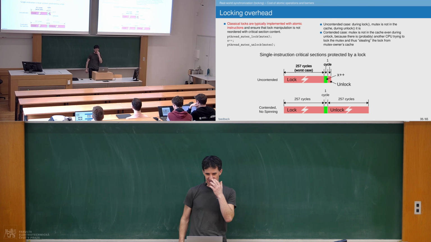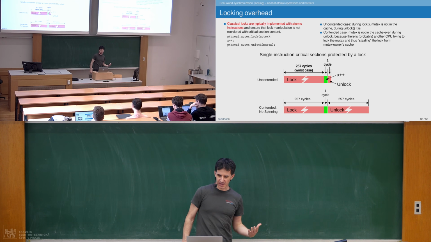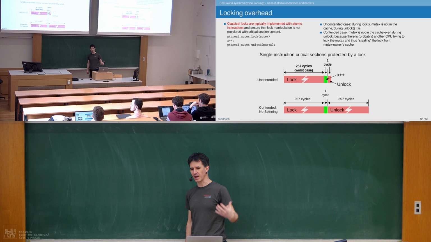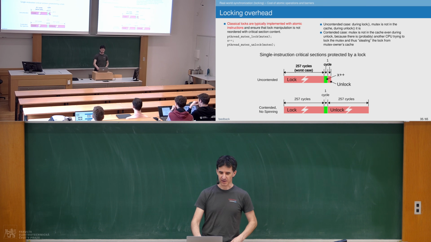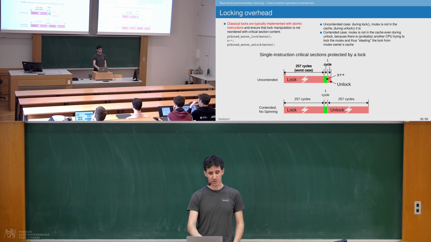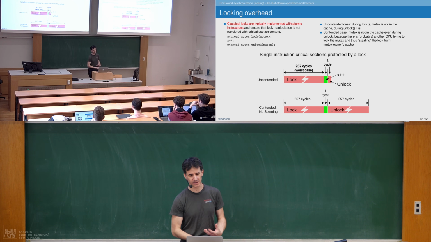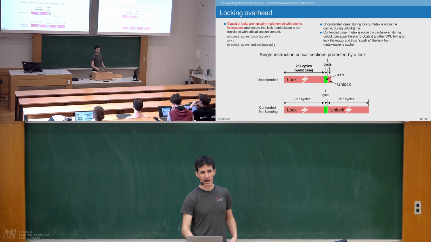So as you can see, mutexes and locking have pretty high overhead, and the overhead is the higher, the more contended the lock is. So if the lock is uncontended, the overhead is pretty okay, but the more CPUs you have and they want to lock the lock, you pay the overhead basically twice, once for locking and once for unlocking.